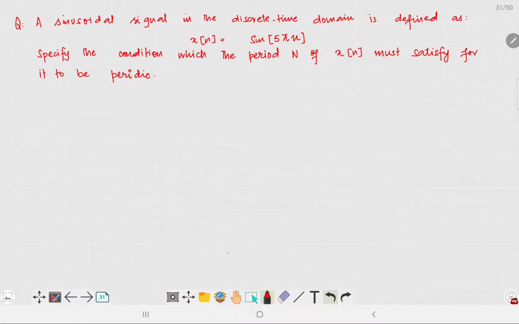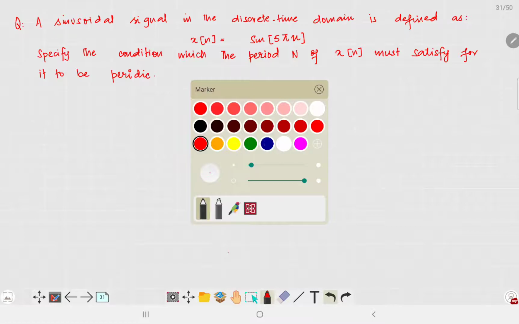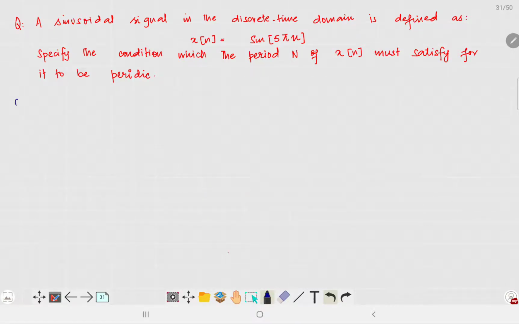A sinusoidal signal in the discrete time domain is defined as x of n equal to sine of 5 pi n. We have to specify the condition which the period N of this signal must satisfy for the signal to be periodic. Had it been a signal in the continuous time domain, x of t equal to, say, sine of 5 pi t, then it was implied that it is periodic. You can go and see what the time period was, but this was periodic. There was no question about it.